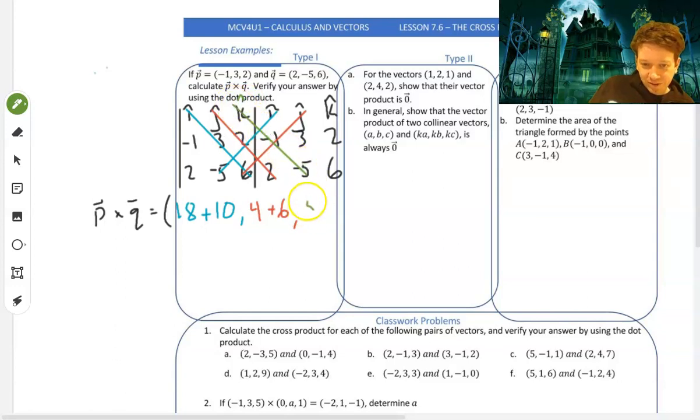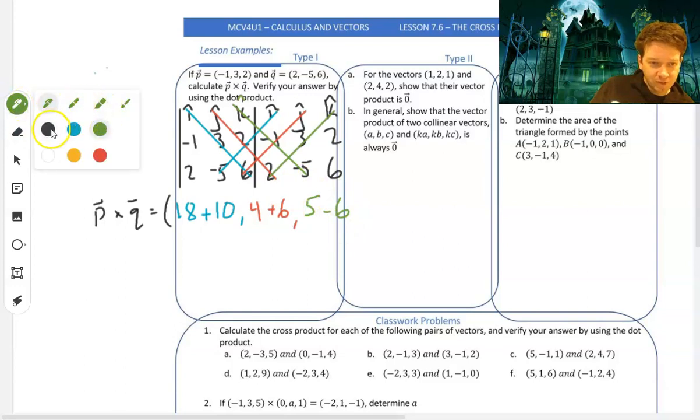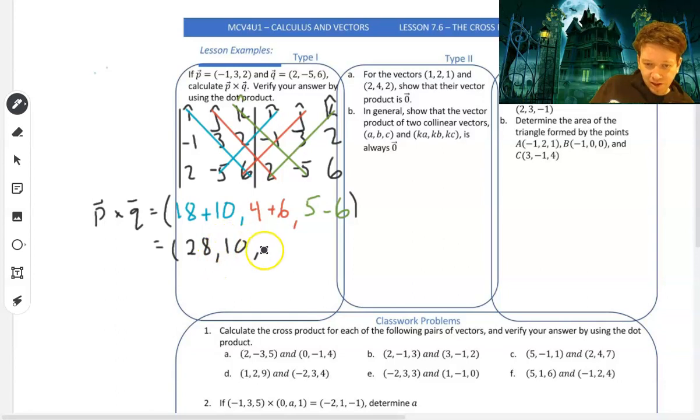So we have a 5, subtract 6, which leaves us with the vector, here we have 28, 10, and -1. So let's verify this with the dot product. And we can choose to take this and dot it with either P or Q. I'll dot it with P, and then you try dot it with Q. So let's do P together.